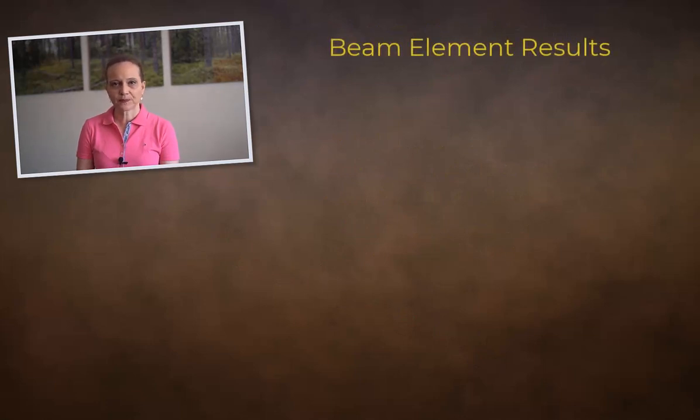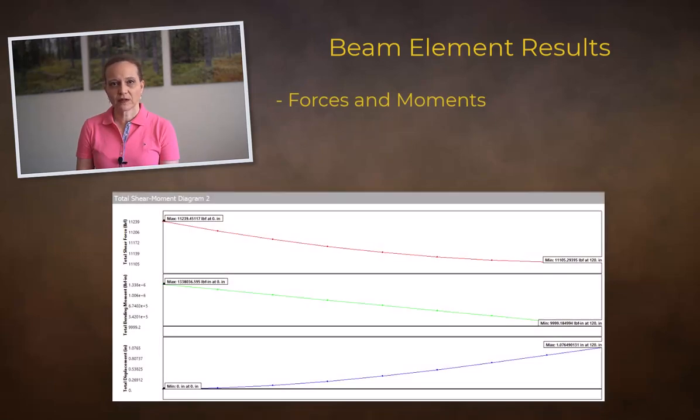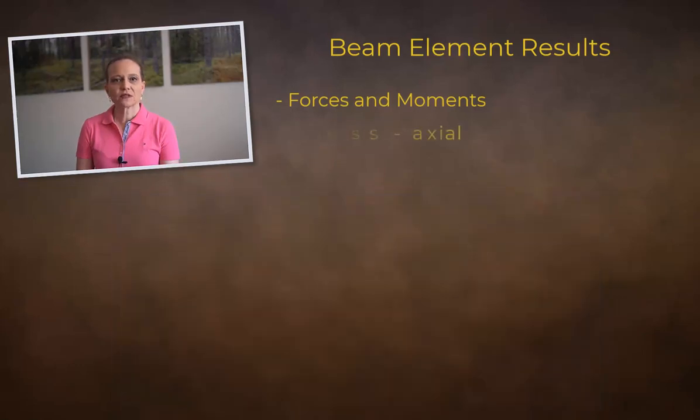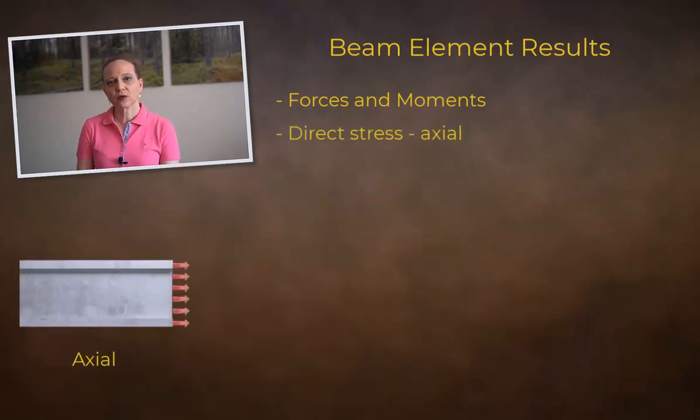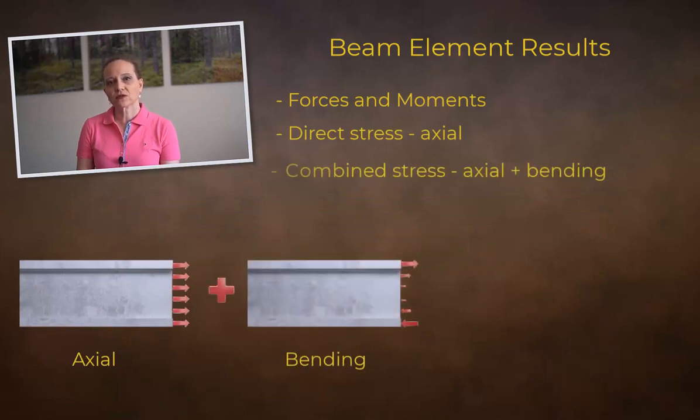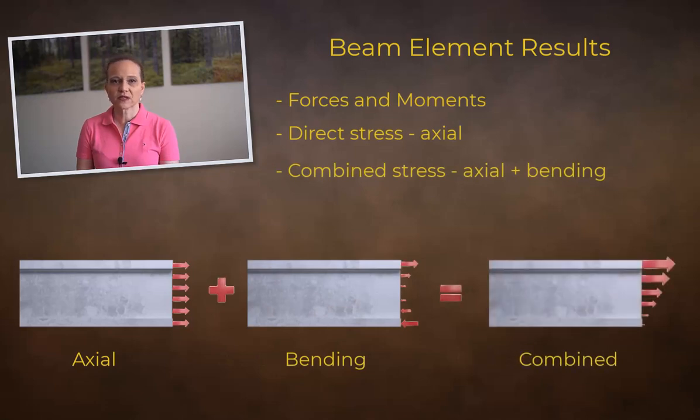This brings us to our final discussion on the results obtained from the beam elements. There are several types of results available with the beam elements. The forces and moments are available in beam results, including the popular shear moment diagram. There is a direct stress, which is the normal stress from the axial loading on the beam, and combined stress, which is the normal stress from the axial loading plus the normal stress from bending.